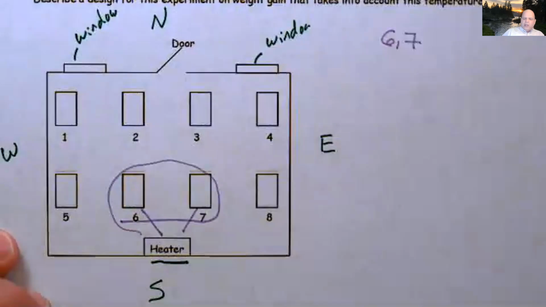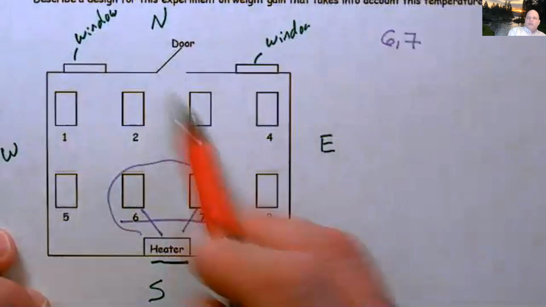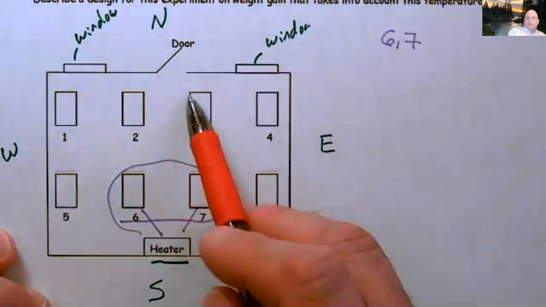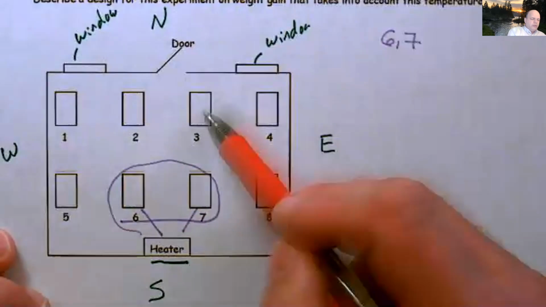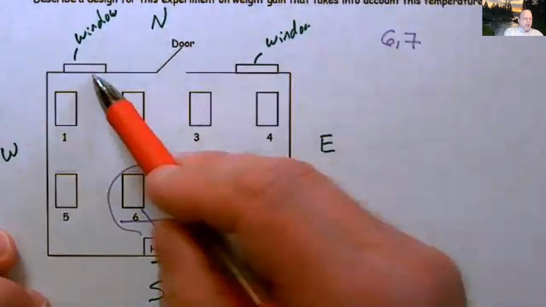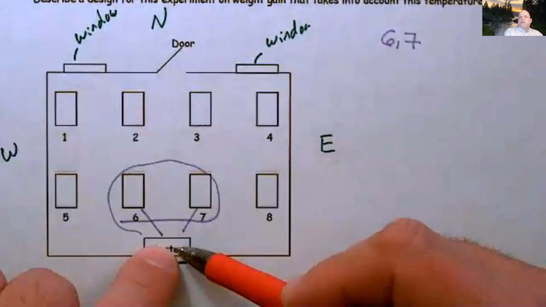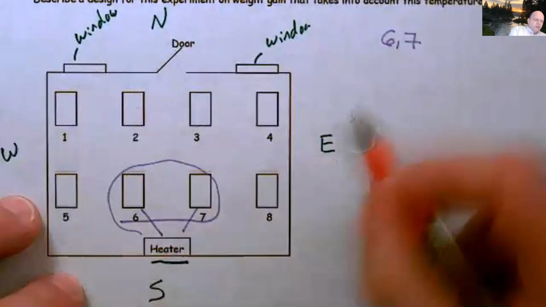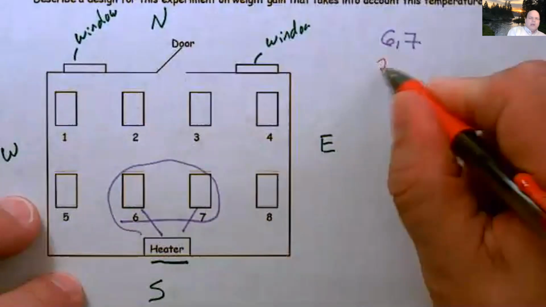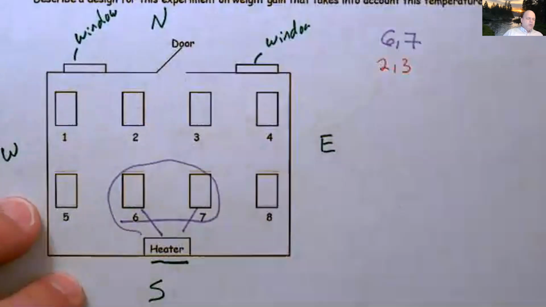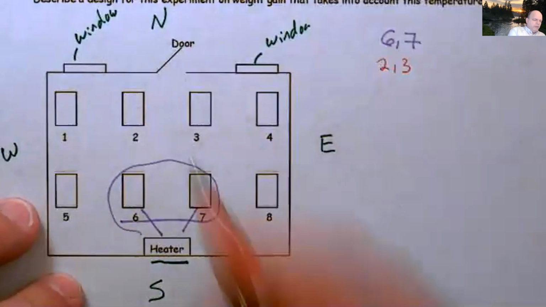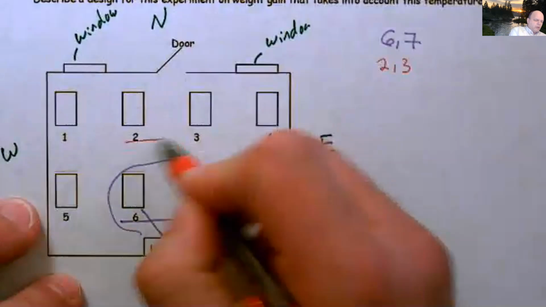Well, by that same token, I can look at 2 and 3 and see they're really close to the door. Both of them are about the same distance from the door. This one's close to this window. This one's close to that window. And they're a long way from the heater, but they're about the same distance from the heater. So I'm going to say 2 and 3 might make a good block as well. All right, so we've taken care of 2 and 3.